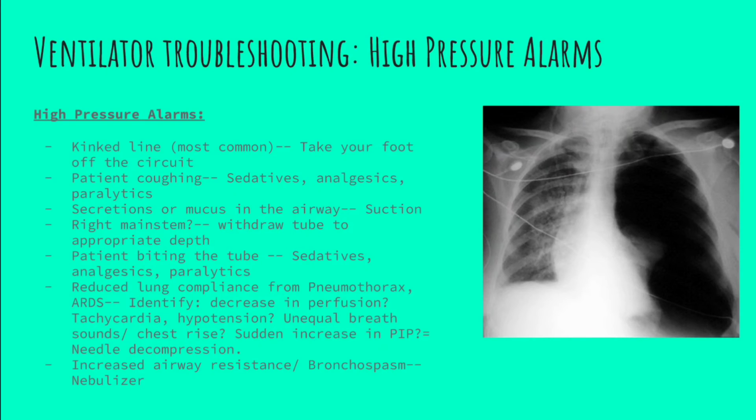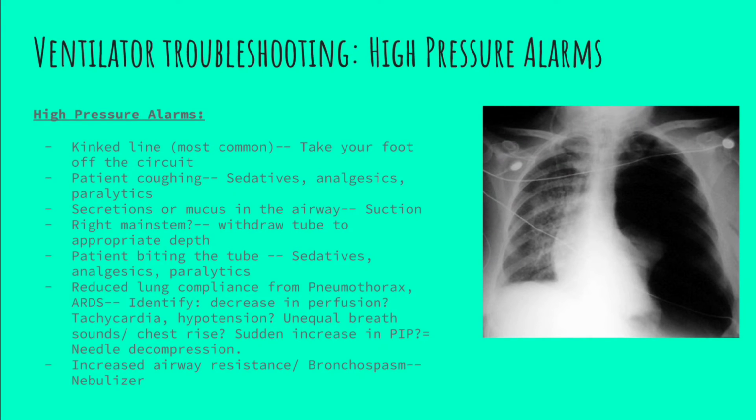So the next thing here is secretions or mucus in the airway. So how do we fix this? Well, the easiest way to do this would be to suction, right? This is going to give you a high pressure alarm because the ventilator is reaching resistance because there's something occluding the tube, right? Those secretions, that mucus. So we need to get down in there. We need to suction that out.